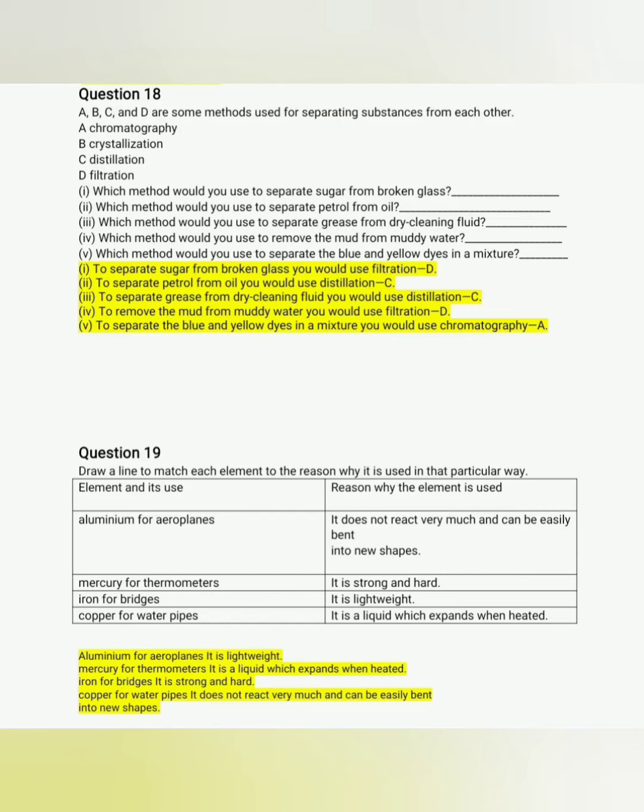Question number 19 is very interesting. The elements, names and their uses are to be matched because their properties are also in the next column. Aluminium for aeroplanes, as it is lightweight. Mercury for thermometer, it is a liquid which expands when heated. Iron for bridges, as it is strong and hard. Copper for water pipes, as it doesn't react very much and can be easily bent into new shapes.